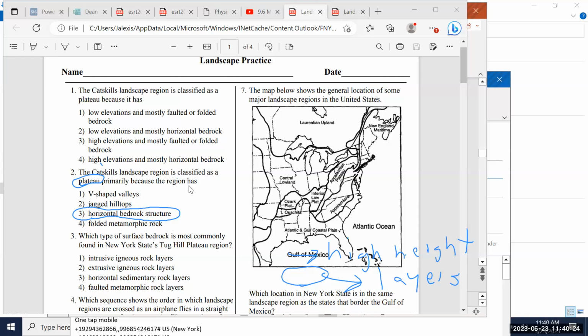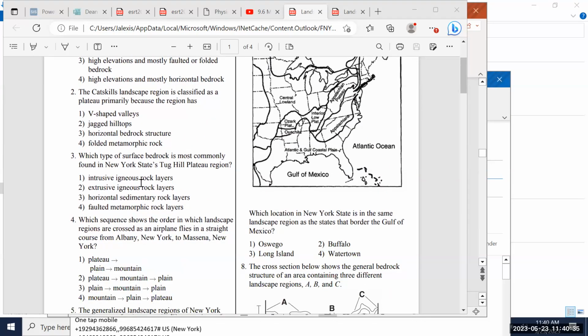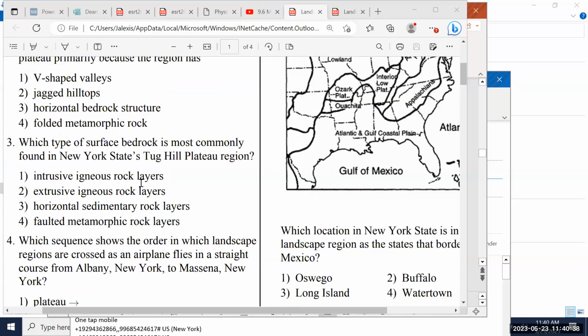All right, let's clear this. Let's take a look at number 3. Number 3 says, which type of surface bedrock is most commonly found in the New York State Tug Hill Plateau region? What's the key word that lets me know what type of bedrock I'm dealing with? The fact that it lets me know that this is a plateau, right?